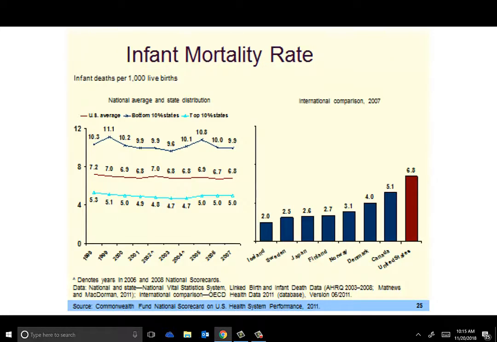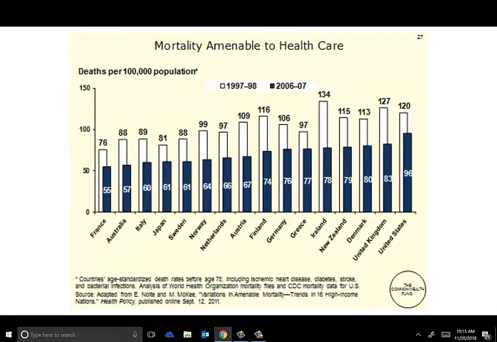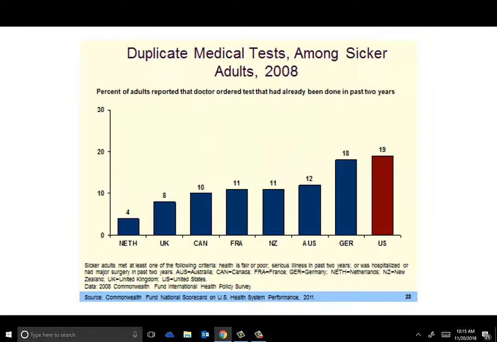Again, I won't wear you out with these slides, but the idea that we're not getting the outcomes that maybe we should, based on the cost that we're spending compared to other Western countries, that's a major note that you would hear in a healthcare class, and talking about how, again, we don't do so well.